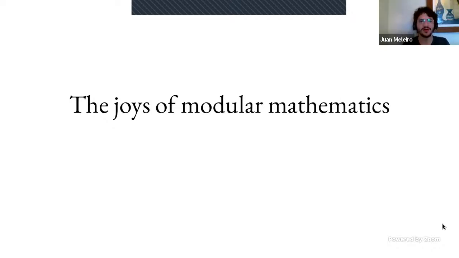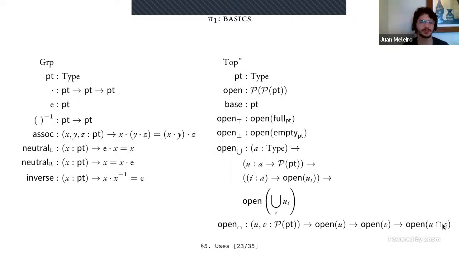Now I want to show how modular mathematics would be done. What would it look like? I want to look at the notion of pi 1, the fundamental group of a topological space, and how we would go about formalizing it inside of a system similar to MMT, using the ideas of universal logic. So here are the basics. We are talking about groups and we are talking about topological spaces.